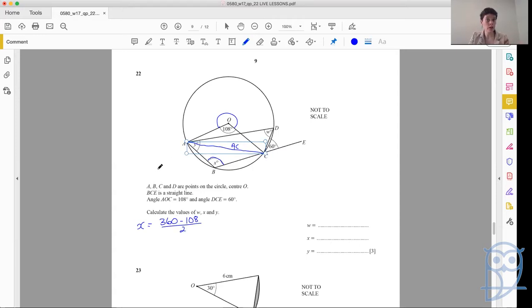If you're also working on this question simultaneously and you've got another route, that's absolutely fine, as long as you get the same answer as me, that X equals 126. So X is 126. So now we know this is 126, and this was 360 minus 108, which gives us 252, just in case we need it again.